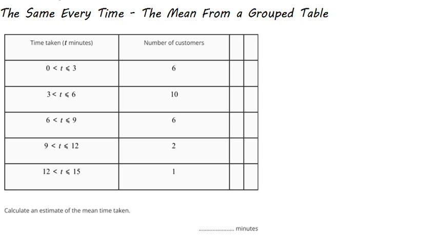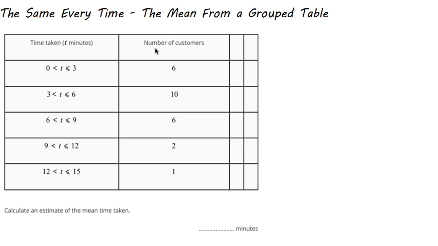Okay, we don't have any words here describing the situation. I've taken those off, but we've got time taken in minutes and number of customers, and calculate an estimate of the mean time taken. We don't really need to know the supposedly real life situation for this one, do we, in order to do the maths. So time taken, t minutes. Get used to this notation, 0 to 3, 3 to 6, 6 to 9. Just means the time was between 0 and 3, or the time was between 3 and 6. Number of customers, 6 customers took between 0 and 3 minutes. 10 customers took between 3 and 6 minutes.